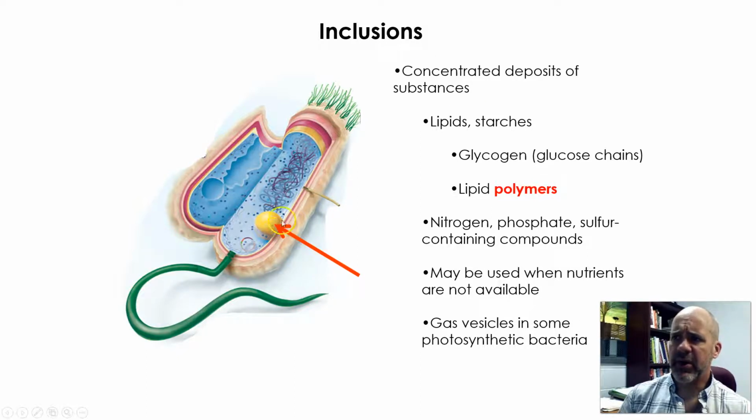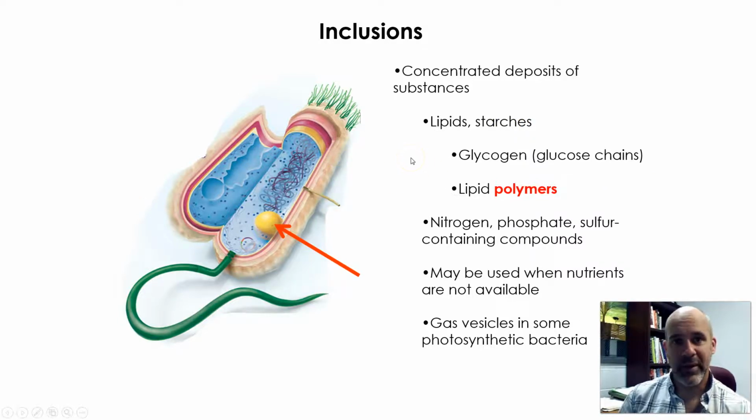Not going to spend a lot of time on inclusions. So again, that little yellow sphere there represents kind of a generic inclusion. Some bacteria have those and some don't. Not necessarily that size. Sometimes an inclusion might take up a great part of the interior of the bacterial cell. So what are these inclusions for? They're generally places where some kind of substance has been concentrated for storage. So lipids and starches, for example, can be stored as nutrients.